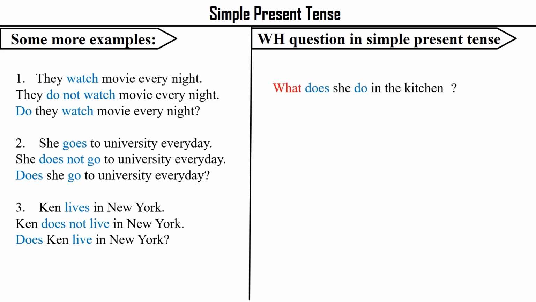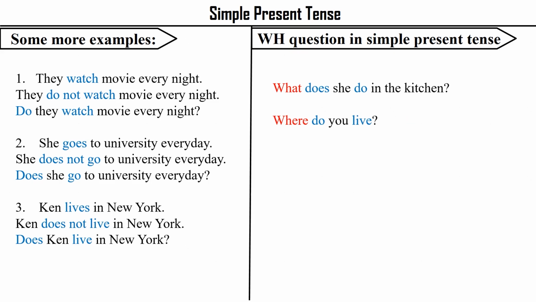Okay, for example, what does she do in the kitchen? So here, the WH word comes at the beginning of the sentence and it precedes the helping verb. What does she do in the kitchen?